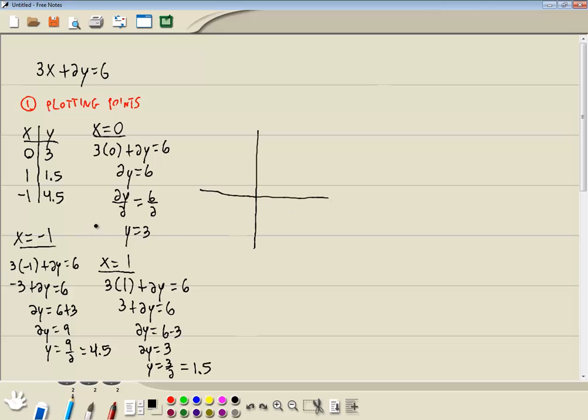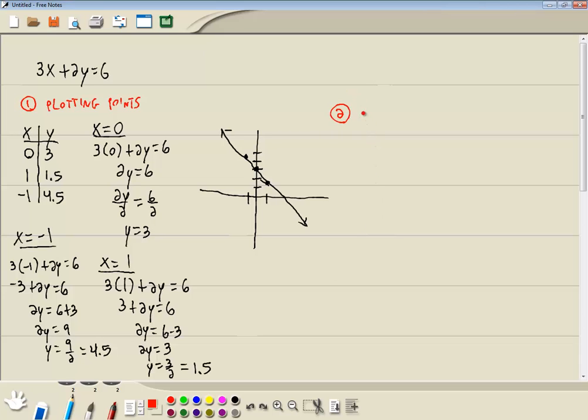Now after you get your 3 points, then you'll plot them. And the reason why we get 3 points is in case I made a math error here somewhere. I'm not very good at these myself, plotting points. I sometimes make a basic math error. So (0, 3), that'd be this point right here. Then our next one is (1, 1.5), about right there. (-1, 4.5) would be about right here. Now after you get your points plotted, then you draw a straight line through them. It's probably close. And that'd be our graph.